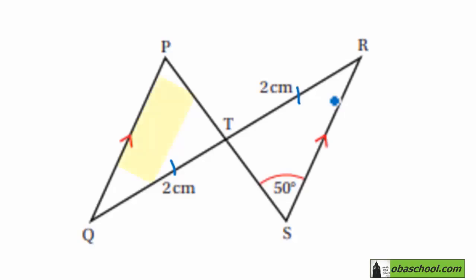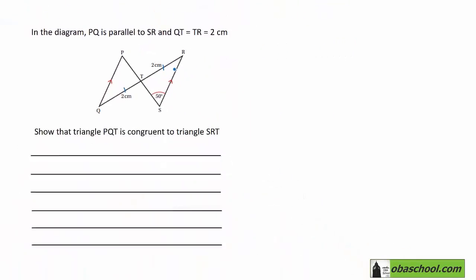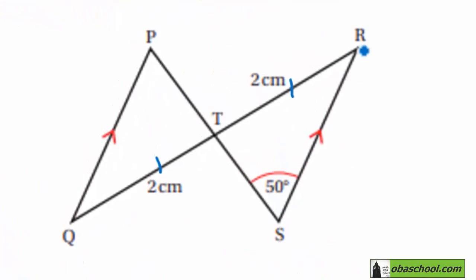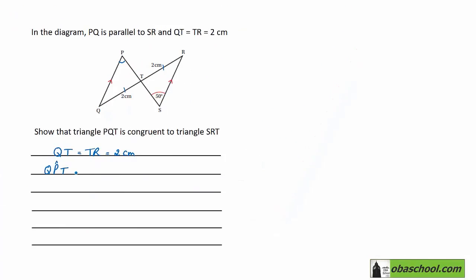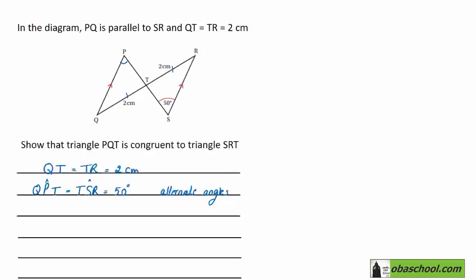In other words, this means that if these two are parallel, then we have the alternate interior angles QPT and TSR. Now let's write the given at first. These two sides are equal to each other. Going back here, we are talking about this angle right here and the angle PQT, since they are forming alternate interior angles, which means that they are equal to each other. So QPT is equal to TSR is equal to 50 degrees, alternate angles.